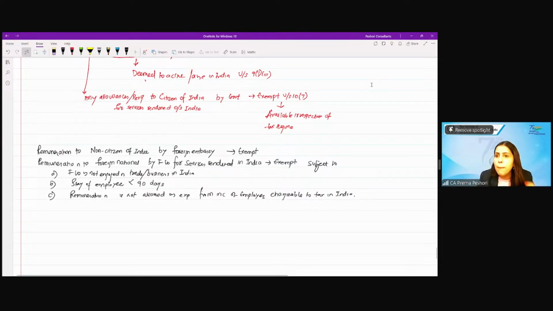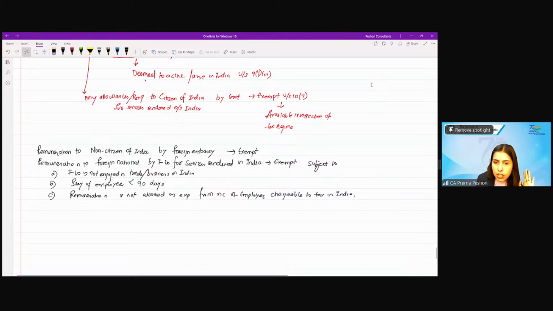So let's say, for example, Mr. A is coming to India, he is a citizen of India, but he has been a resident of US, right? Now, in that particular case, if he's a citizen of India and even though a resident of US, then in that case, he cannot claim the exemption under this section.